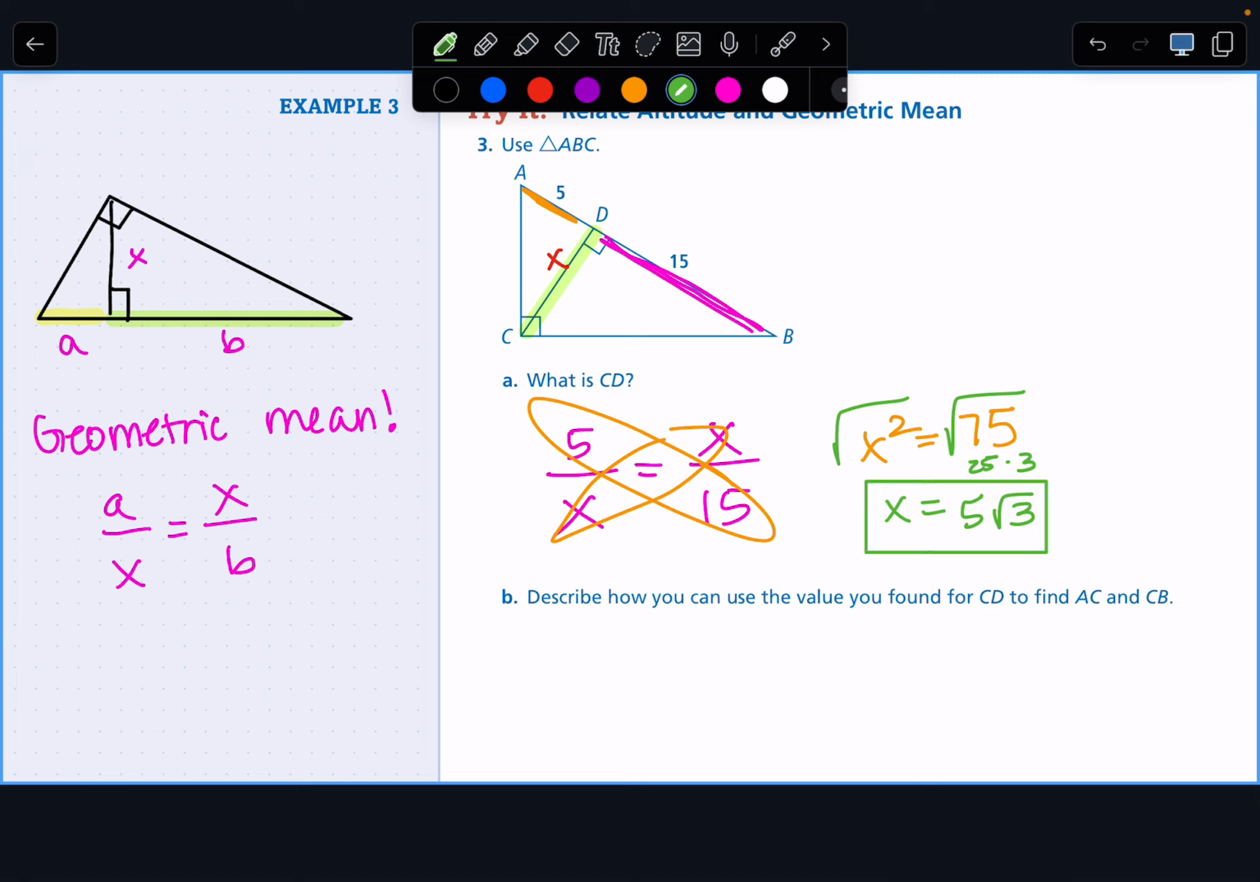So Hayden said, hey, 75 is 25 times 3. So this is 5 radical 3. Not that bad, right? Don't you love it when everything comes together? X equals 5 radical 3.